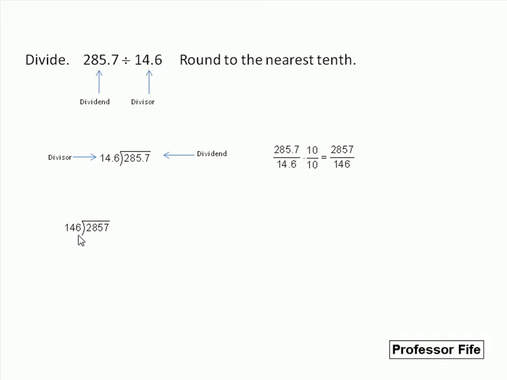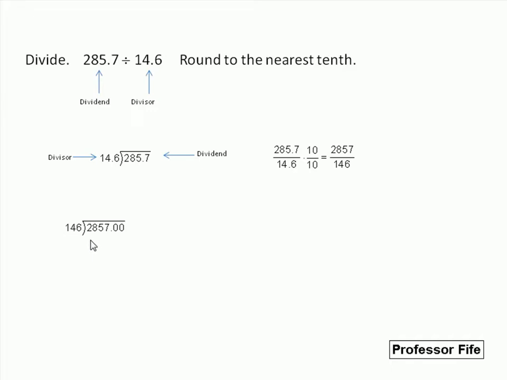So now let's take into account that we're going to round our answer to the nearest tenth. And in order to round the answer to the nearest tenth, we have to work the division problem to two decimal places. So let's convert this 2,857 to decimal form with two decimal places. And that way we know that when we run out of digits, we're done with our division and we can either round up or round down.